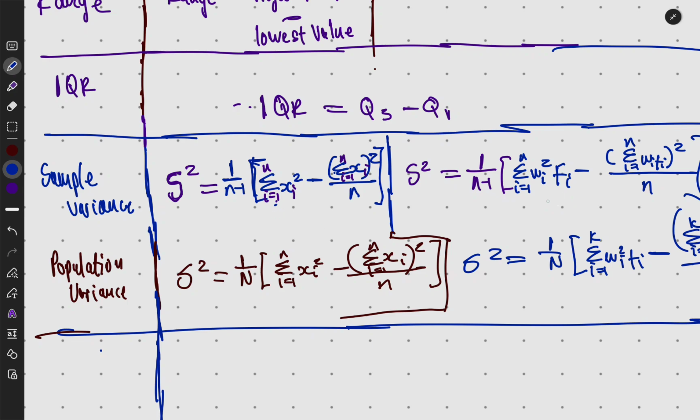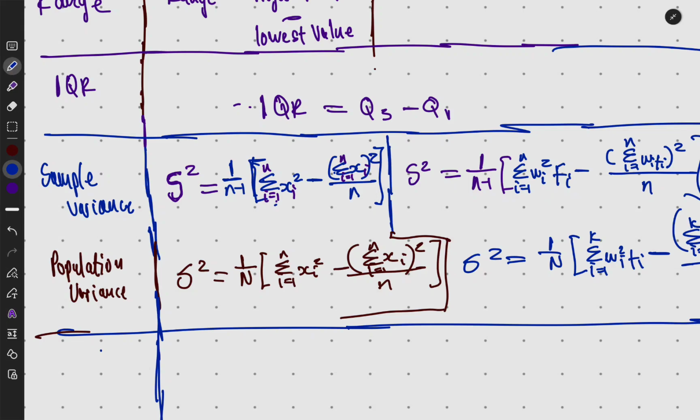But if it's an x squared, it will be a w squared f. It's not w squared f squared though. You don't square the frequency. You square the middle value, okay? And then you multiply by frequency, how many there were, and you only add that. So look what you're going to do.